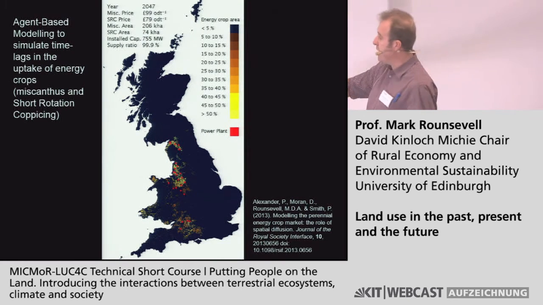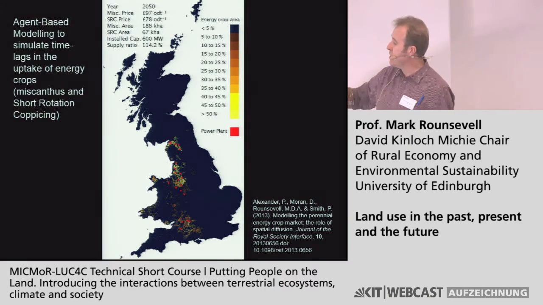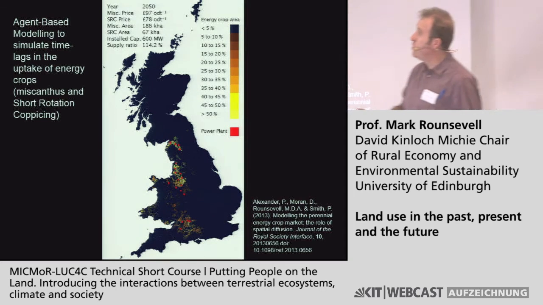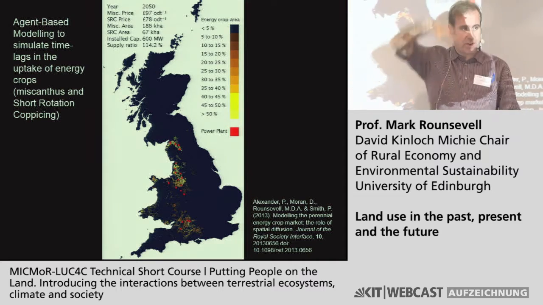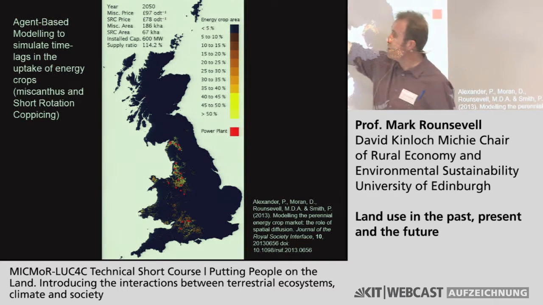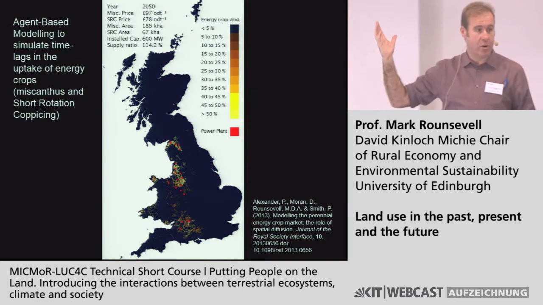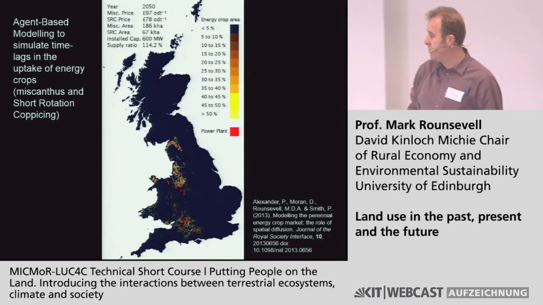So what you've got here is a model. It's actually what's called an agent-based model, but I'm not going to go into the details of this, which is looking at modeling the distribution of two bioenergy crops. So one is miscanthus, tiger grass, a very high grass used for biomass, and the other is short rotation coppicing. All right? It's partly economically driven, so there's a whole set of assumptions. This is a particular scenario out to 2050.